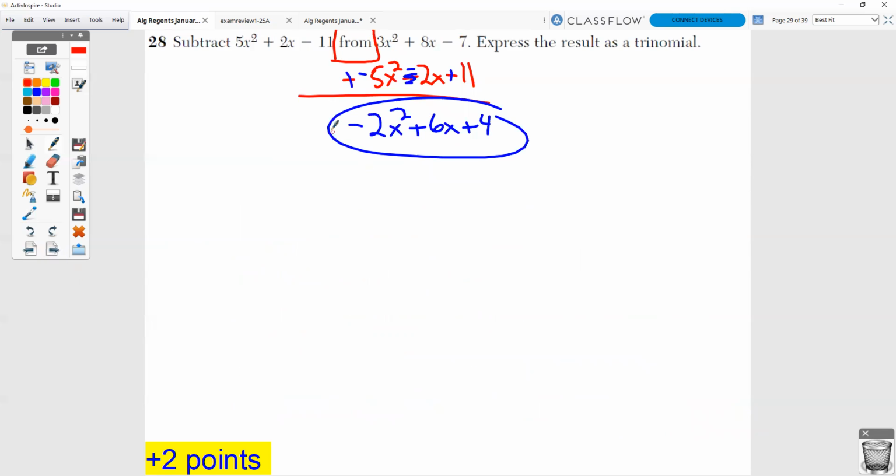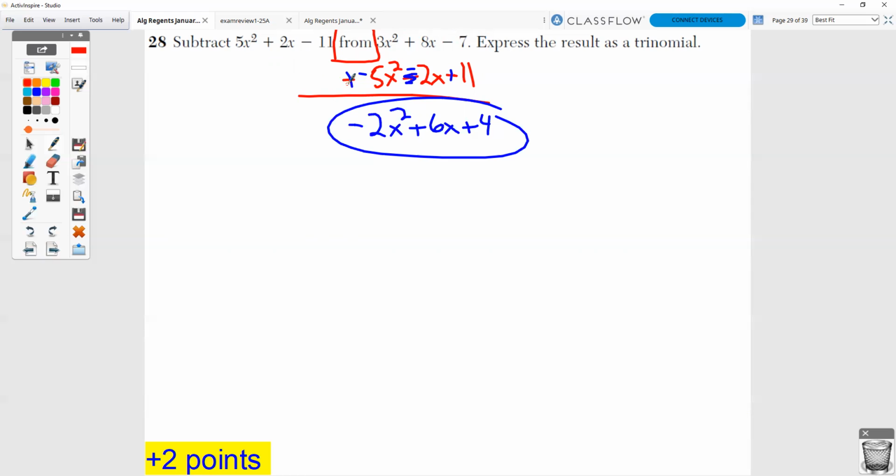In question number 28, be careful. It says subtract this trinomial from this trinomial. If you do it backwards, you'll get all the same numbers, but different signs, right? So if all of your signs are different because you did the first one minus the second one, instead of the second one minus the first one, you only get 1 out of 2 points. So anyway, we're doing the second trinomial minus the first trinomial.